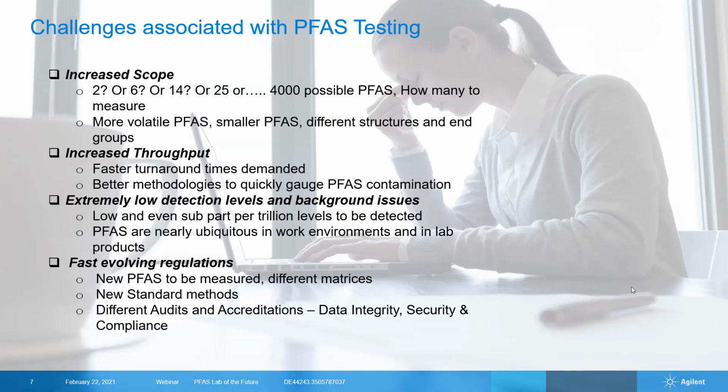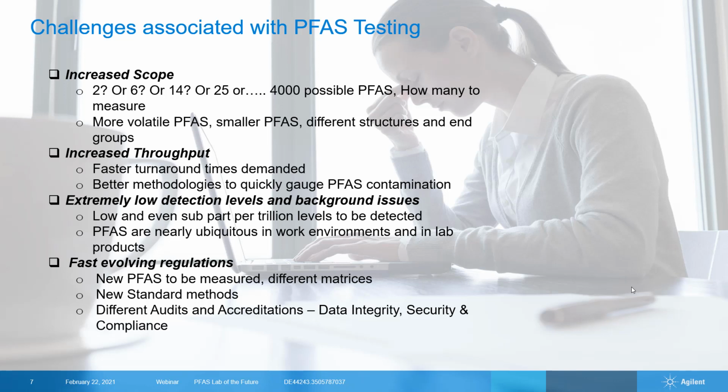What I'm going to highlight here before we talk about the lab of the future is some of the challenges associated with PFAS testing. So one of the biggest challenges I already alluded to is the increased scope that many labs are facing. About 10 years back, we only cared about PFOA and PFOS. It was just two. And then in the unregulated contaminant monitoring rule by EPA, they were monitoring 6 PFAS. Then we had newer EPA methods that had 18 and 25, and we keep increasing this list. And as I mentioned already, there are potentially over 4,000 PFAS in the environment.